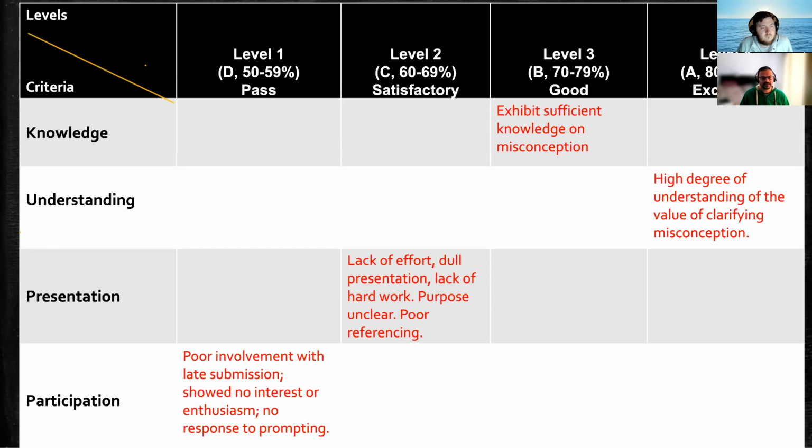Now, these are your performance scale and performance levels. You can see level 1, 2, 3, 4.